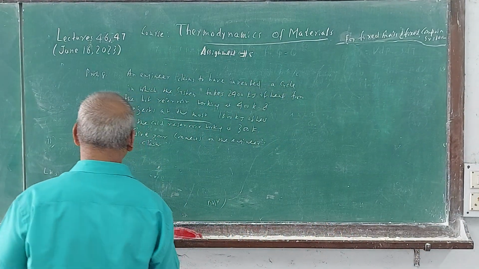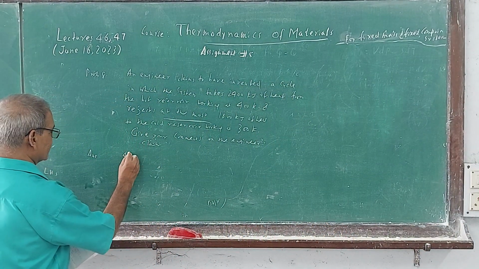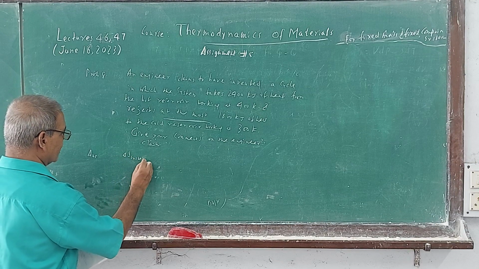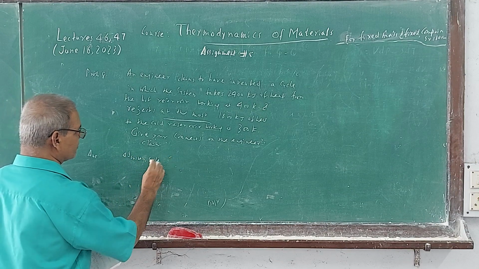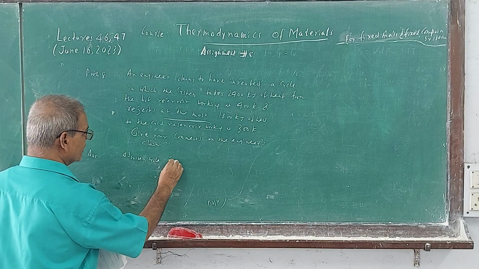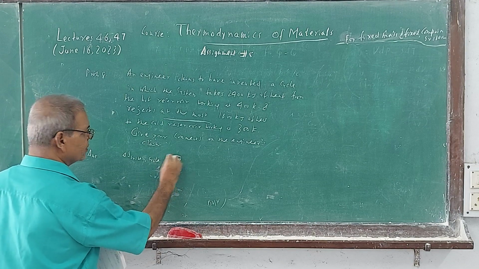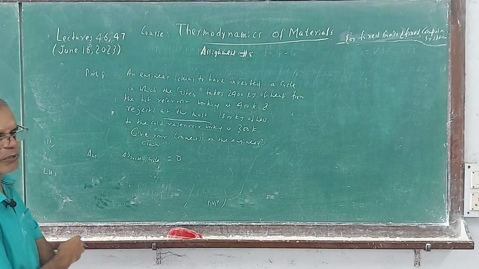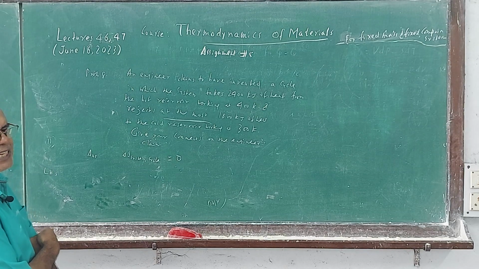So the answer: delta S of the system over a cycle. Since it is a cycle after all, how much is it? 0. I told you. So how did you give the test then?